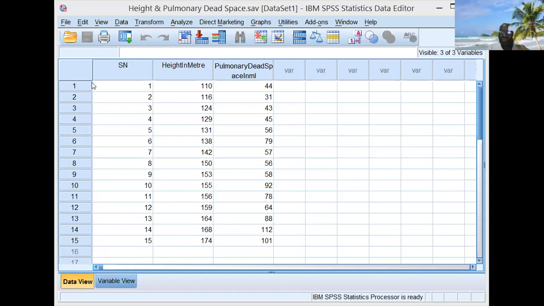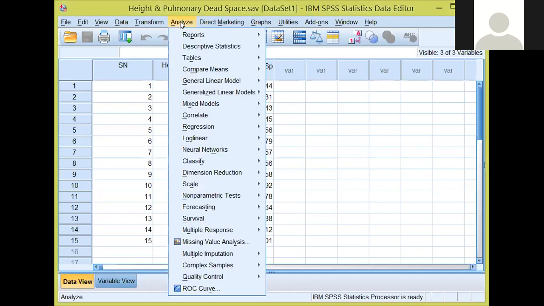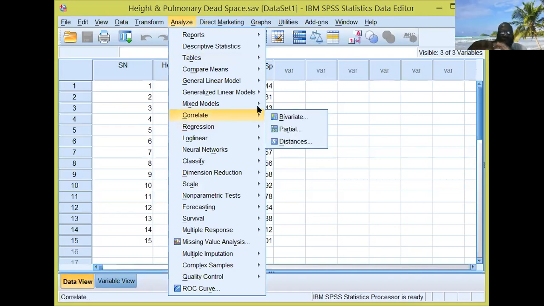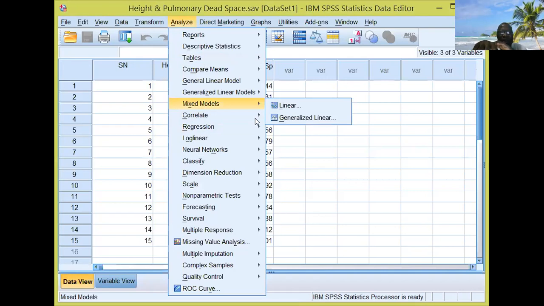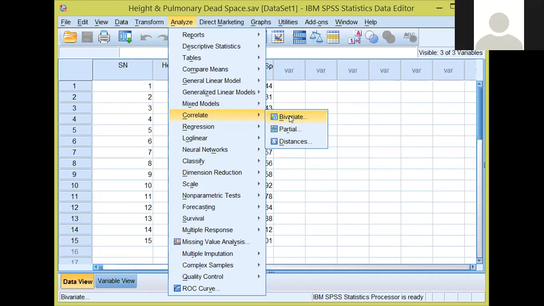Okay, now let's go. Click on Analyze. Go to Correlate. Move down. Correlate. Under the mixed model, you see Correlate. Bivariate. I will come and explain this. Bivariate. This one? Yes. I will still explain that bivariate, what it means.